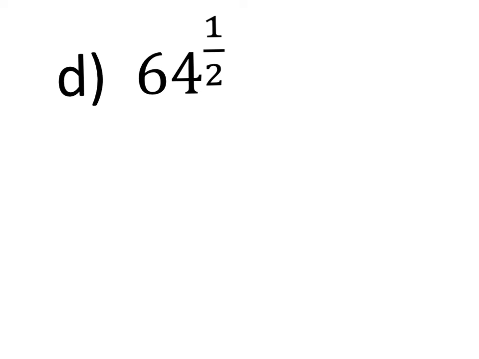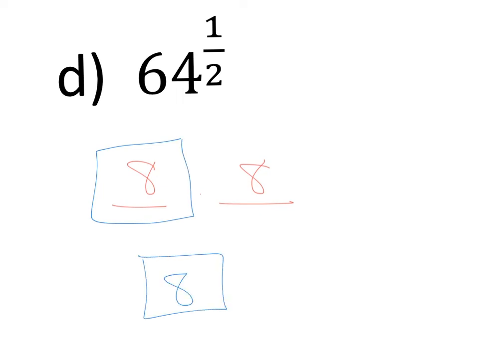Okay, so if I'm looking at this one, it says there are 2 parts. So what times what can get us 64? Hopefully you're coming up with 8 times 8. And then again, this top number right here tells me how many I'm going to use. So I'm only going to use one of them. So my answer here should be 8.